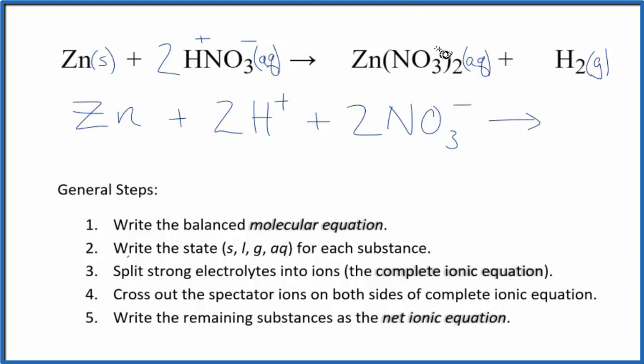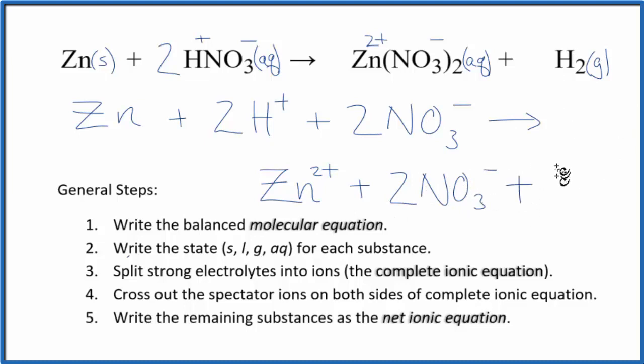On the product side, the nitrate we said is always 1-. The zinc, because there's 2 of these, has to be 2+. Zinc's a transition metal. Kind of odd though, it's always 2+. So we're going to have our zinc ion, Zn2+, plus 2 of those nitrate ions, NO3-. And then with gases in net ionic equations, we don't split gases apart, just H2. So this is our complete ionic equation.